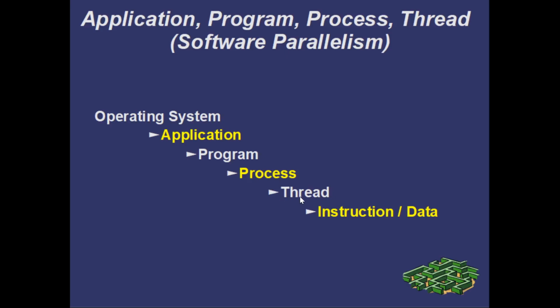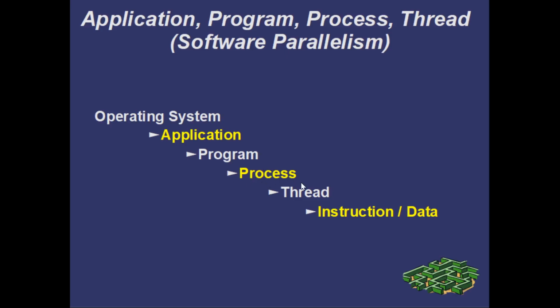As we said, the master thread and the many child threads can be created out of a single process. When you say a single process, it means out of a single program, which also means a single application. And the operating system is managing multiple applications. An application has multiple programs. A program may have multiple processes.